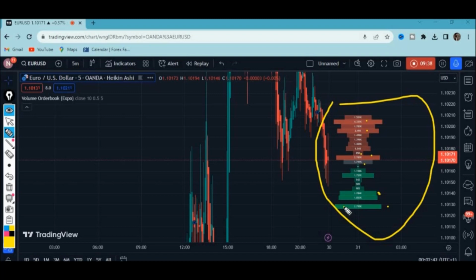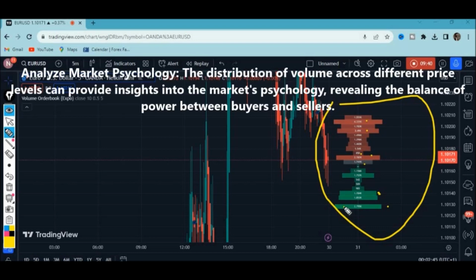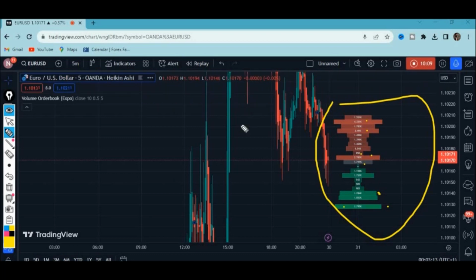volume nodes. And as well, the volume order book can also help us analyze the market psychology. You're supposed to know that the distribution of volume across different price levels can provide insight into the market psychology, revealing the balance of power between buyers and sellers. This is so evident when you look at this level over here, where there will be no imbalances in the market, because you will see this when comparing with the numerical presentation there.